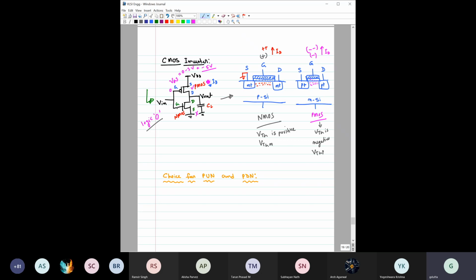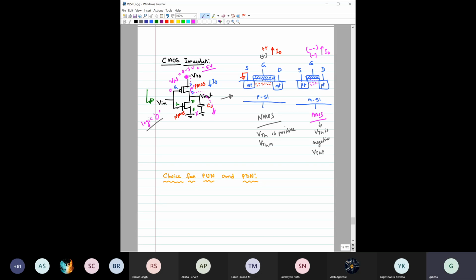So what will happen? There is a direct path from VDD to this capacitor, so the capacitor can charge. But when this input is at logic 0, as this NMOS is off, there is no path from VDD to ground, right? So no static power dissipation. Power will be consumed only to charge this output capacitor, right?